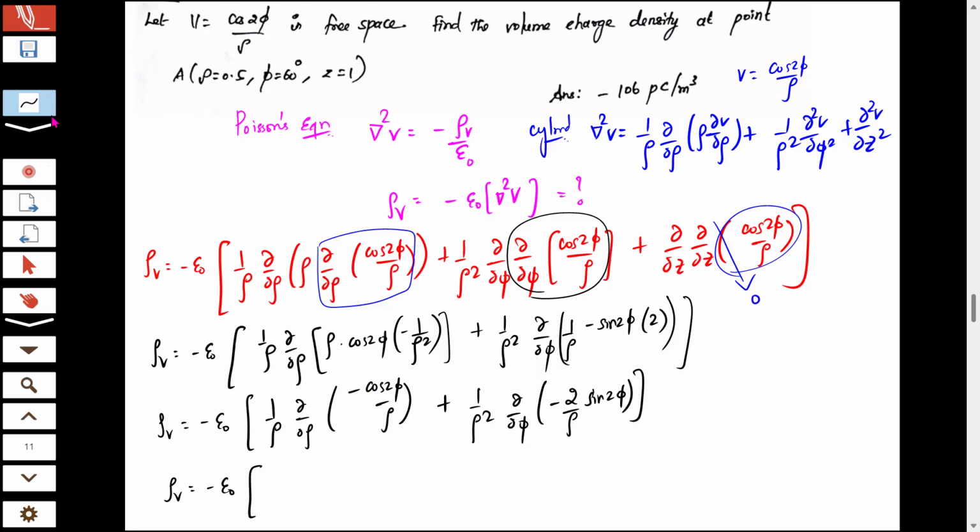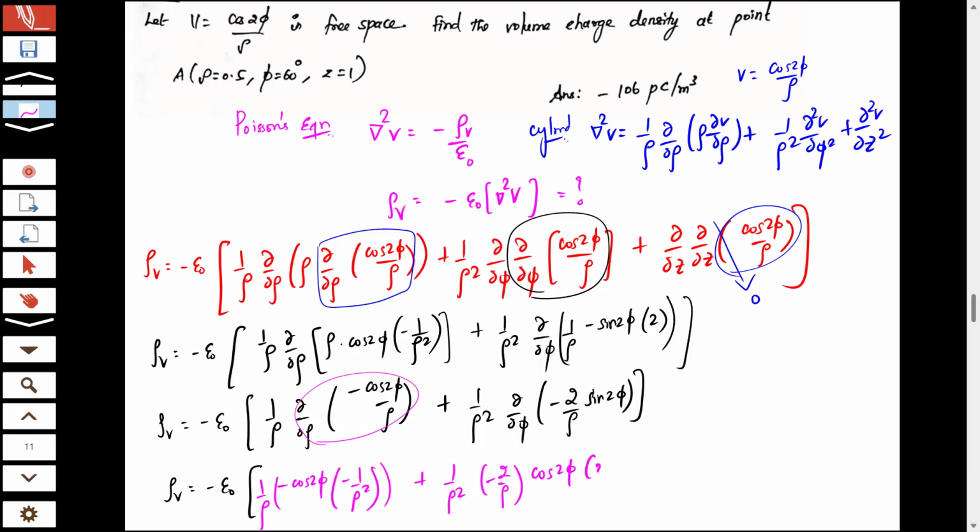So we have to do the differentiation with respect to rho for the second time of this term, which is going to give again minus cos 2 phi into minus 1 by rho square. Already 1 by rho is there in multiplication. Then here again 1 by rho square is there. Minus 2 by rho is constant. Differentiation of sine 2 phi is cos 2 phi multiplied with 2. So now we should simplify this and then get what is rho V.